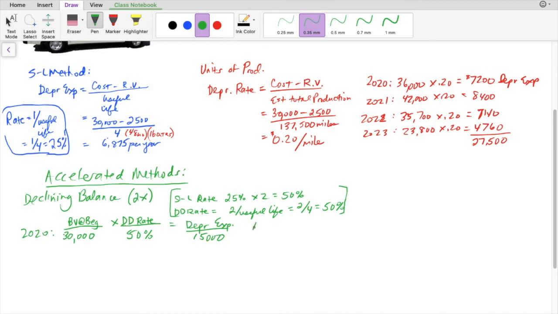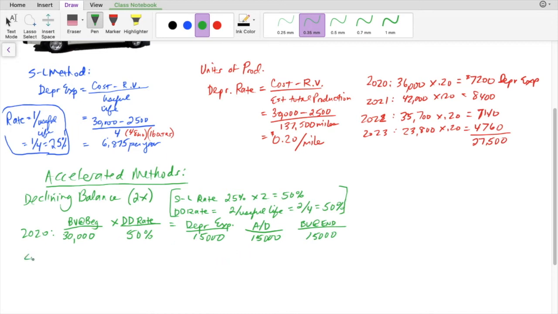Then I want to know, what is my accumulated depreciation at the end of that year? Well, it would be $15,000. I haven't depreciated anything yet, so that's it. So my book value at the end, if my book value at the beginning was 30, and I just took away 15 as an expense, then my book value at the end is 15. Now, these numbers aren't always going to match the expense and the book value, but since we're using 50% here, that's the way they come out.